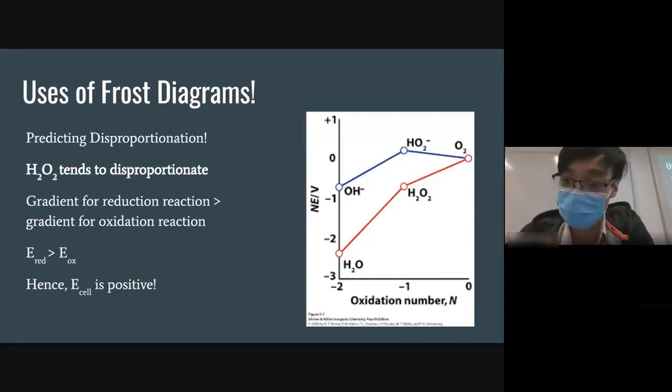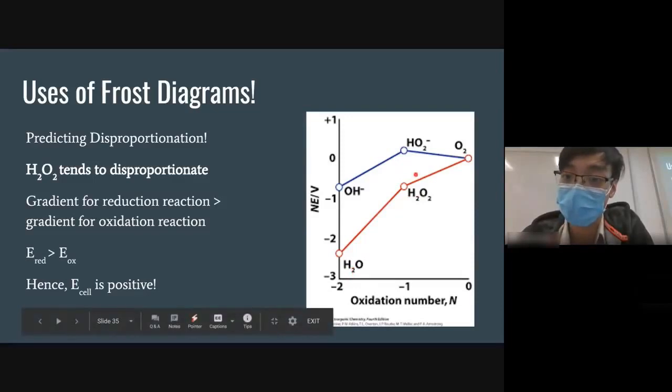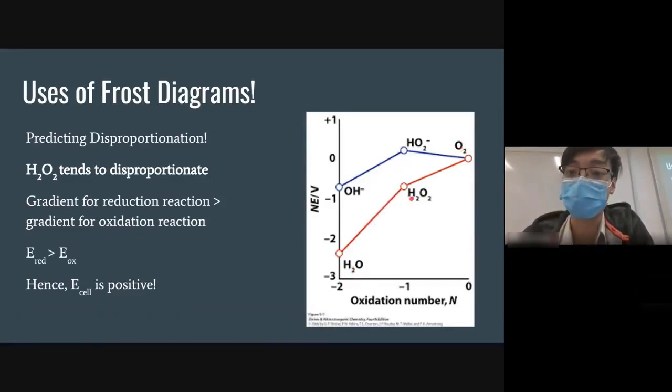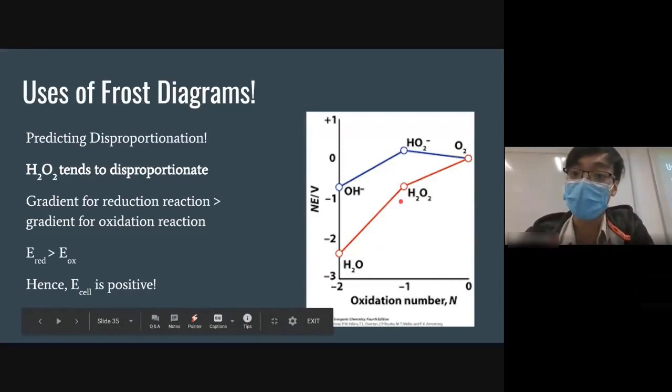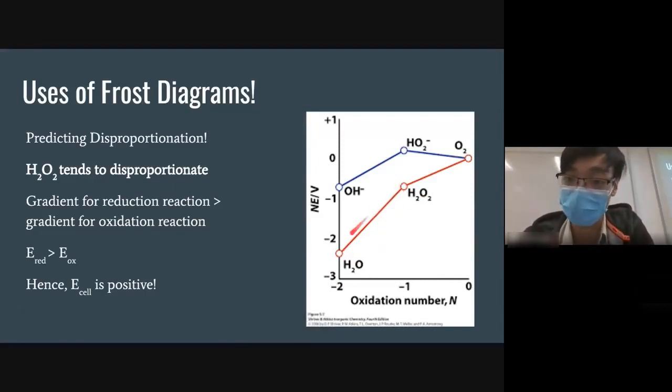If you look at the gradient between these 3 points, we notice something. The gradient for the reduction of H2O2 to H2O has a greater magnitude than that from O2 to H2O2. So what this means is that, if we consider the reduction reaction from hydrogen peroxide to water, the standard reduction potential is actually greater than the reduction potential of O2 to H2O2.